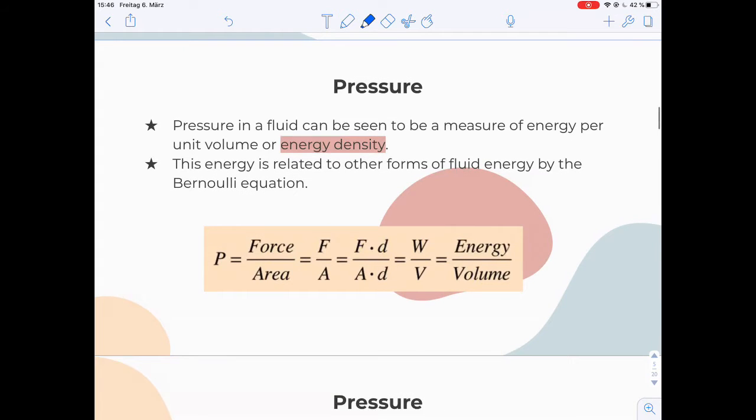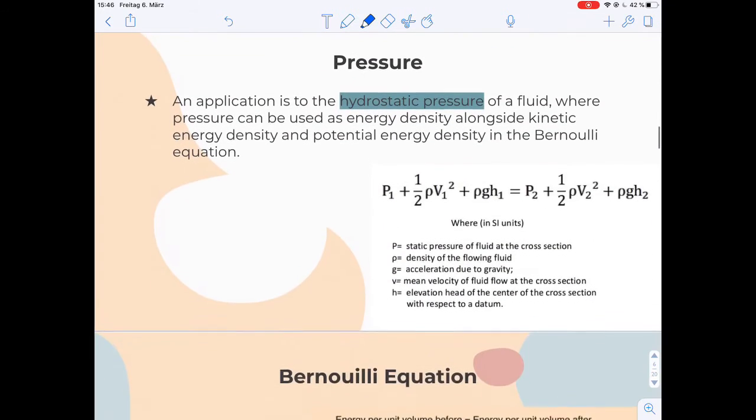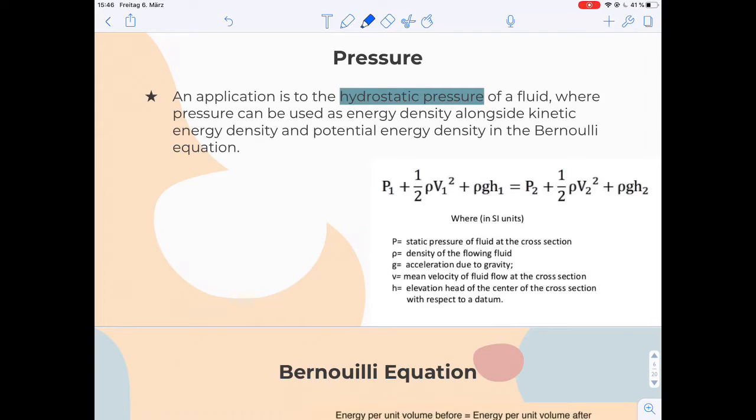So pressure in a fluid can be seen to be a measure of energy per unit volume, or better known as energy density. This energy is related to other forms of fluid energy by the Bernoulli equation, and pressure can be defined as energy over volume. An application is the hydrostatic pressure of a fluid, where pressure can be used as energy density alongside kinetic energy density and potential energy density in the Bernoulli equation. So here we can notice the hydrostatic pressure and the kinetic and potential.